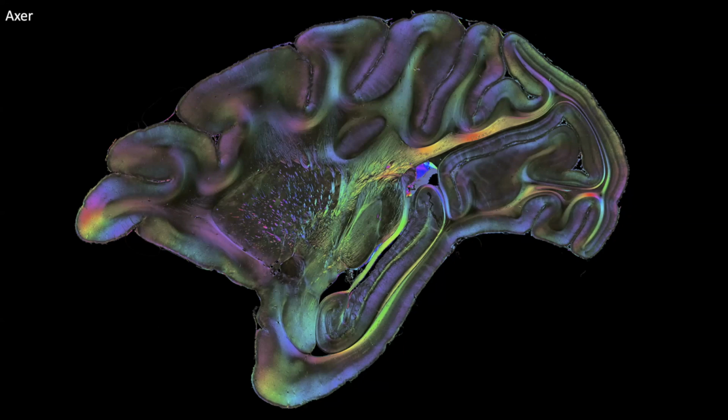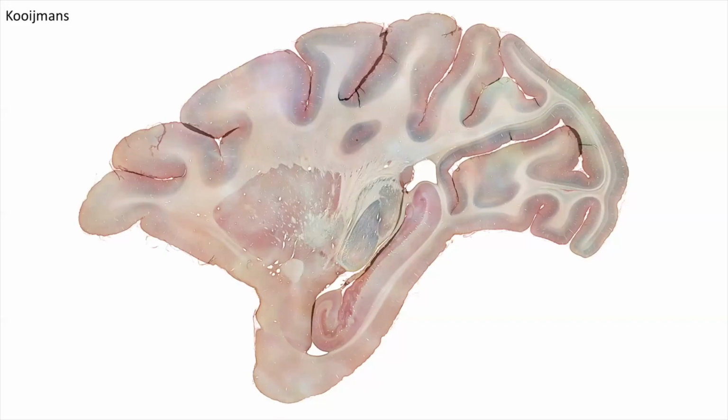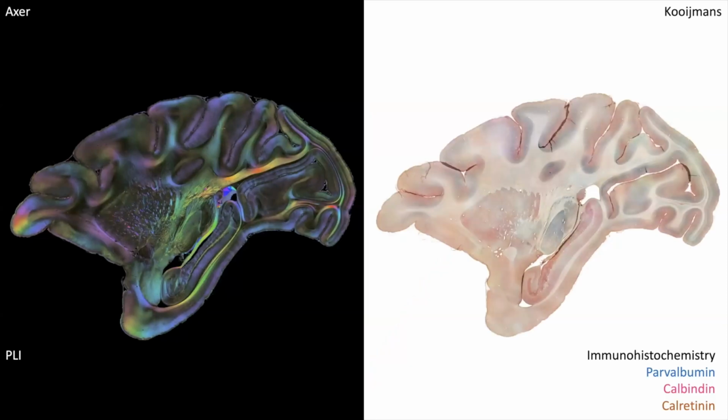This is a test done in a vervet monkey. So this is a full vervet section in the sagittal plane. This is the PLI that Markus works on. So this shows you fiber and connectivity in the whole brain. And this is the identical same section then stained for different cell populations.